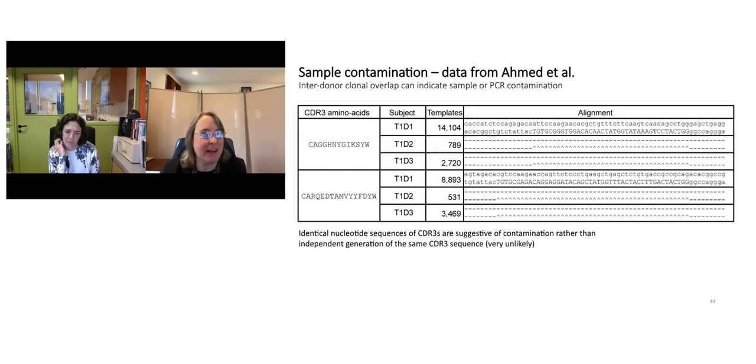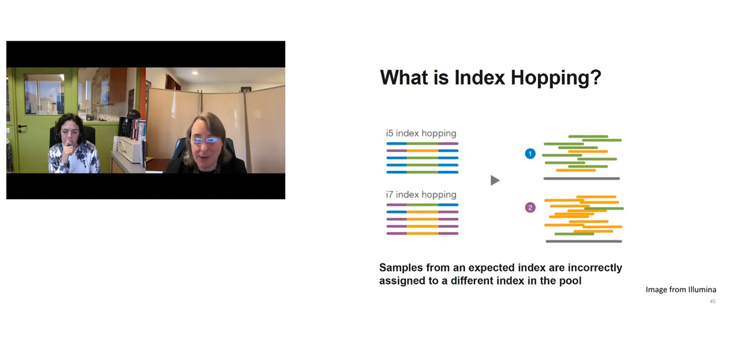So, of course, not everything is contamination in terms of clone sharing between people. I don't want you to walk away thinking that. But there are other technical issues that can give you what look like clone sharing between different people. And one of the big ones that you have to worry about with next-gen sequencing is something called index hopping. So what is index hopping?